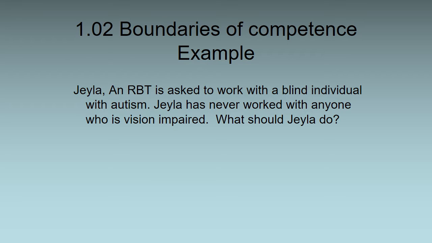So an example here would be like Jayla, as an RBT, is asked to work with a blind individual with autism. Jayla has never worked with anyone who is vision impaired. What should Jayla do?